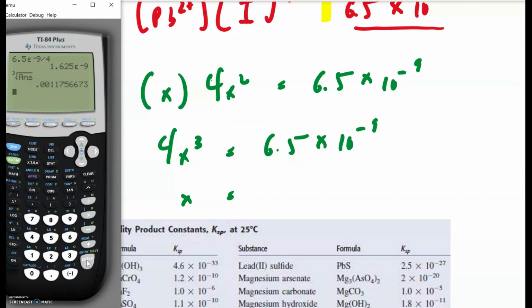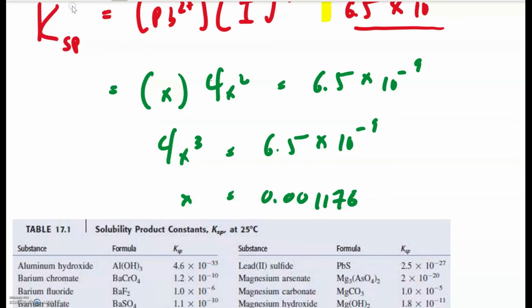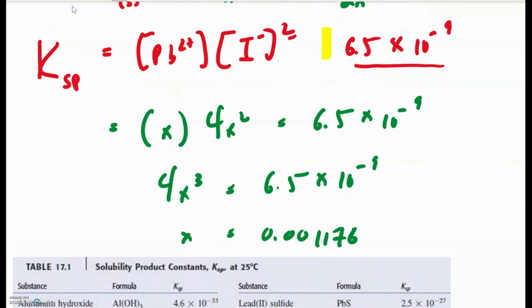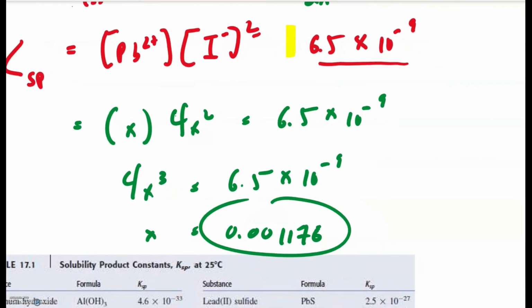This is the concentration. We'll just call it 0.001176, we'll say. And so this is the concentration of whatever ion is stoichiometrically 1. So when they say, what's the solubility? This is the solubility. If you want to express that in scientific notation, 1.2 times 10 to the negative 3. And that means that when lead iodide reaches equilibrium, the concentration of whatever ion is stoichiometrically 1, that's lead, is 1.2 times 10 to the negative third.